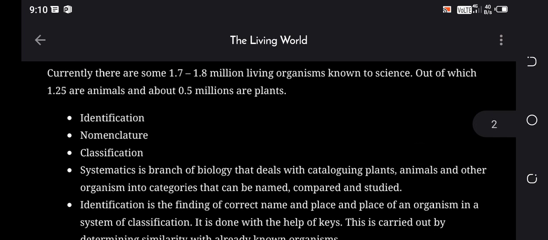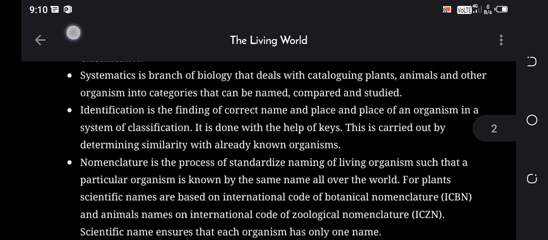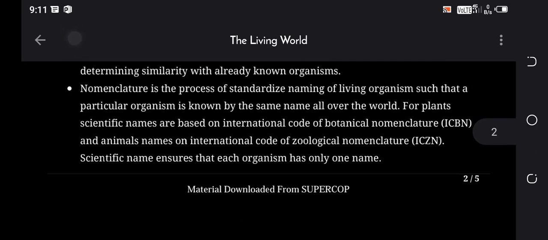Now, identification, nomenclature and classification. First, systematics is a branch of biology that deals with cataloging plants, animals and other organisms into categories that can be named, compared and studied. Identification is the finding of the correct name and place of an organism in a system of classification. It is done with the help of keys. This is carried out by determining similarity with already known organisms.